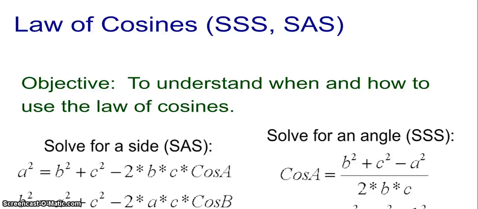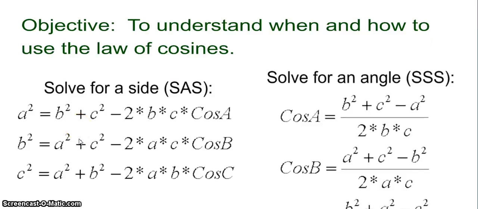Okay, now we're going to talk about the law of cosines. The law of cosines is applied when we have side, side, side, and side, angle, side. Again, this is just one law. There are different ways we can rearrange the law, but it is one law. Think of it as one law to rule them all.